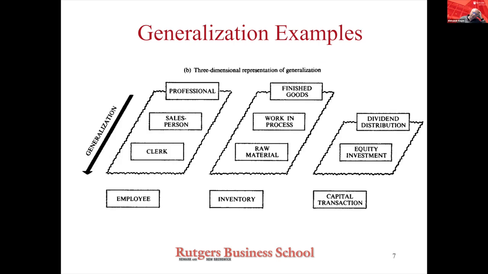Okay, so that's another example of hierarchies where you see generalizations not only along this axis of economic agents, but also along some other axis. So it basically becomes almost like a three-dimensional thing. One I already mentioned was the generalization of different types of inventory: finished goods, work in process, raw material. Another is generalizations of different types of transactions, like dividend distributions or equity investments. You'll see later that these are actually different categories of entities. We'll call them agents, events, and resources, or REA: resources, events, and agents. But here they're ordered in this way.